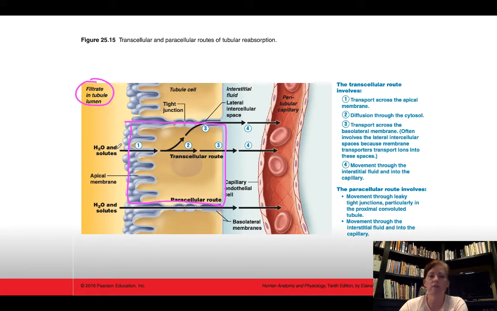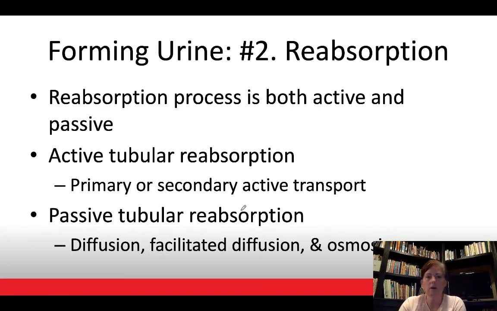If we have transcellular reabsorption, it's going to go through the middle of the cell. If we have paracellular reabsorption, it's going to go in between the cells through those leaky tight junctions. It's important to note that reabsorption happens both actively and passively. This is a review of active and passive transport, and if you feel you need to look into that more, you could read up on it in your notes from the fall semester and in your textbook.